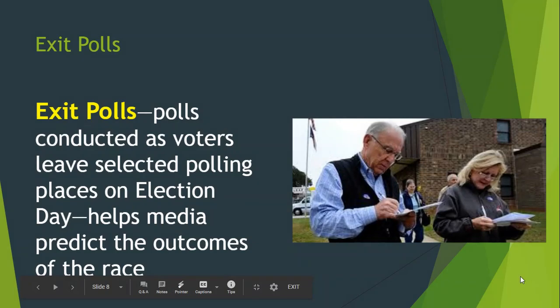Exit polls. So you've probably seen exit polling if you have ever watched election night news coverage. These are polls that are conducted as voters are leaving polling places. So it's like you went into your school or your church or your fire station or wherever you go to vote, and you come out and somebody asks you who you voted for. That is an exit poll.